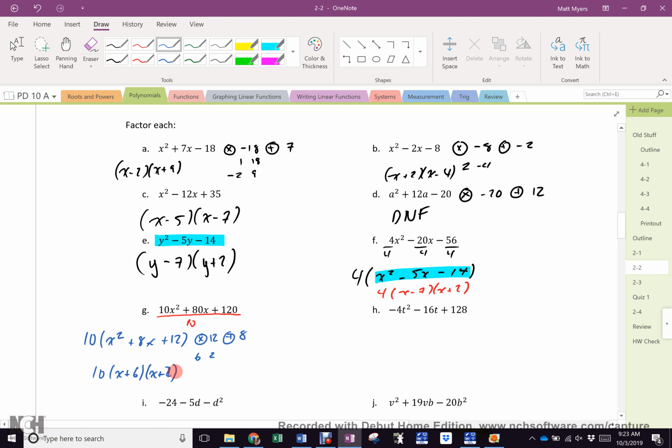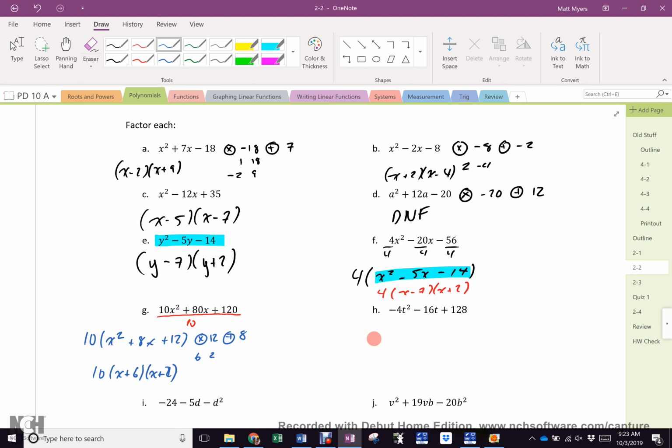Now, H is another one of those ones that causes trouble, not in the math, because the math is easy, but it causes us trouble in that argument about what is the greatest common factor. Right? In reality, what is the greatest common factor in H? No, the greatest common factor. Positive 4, yes?